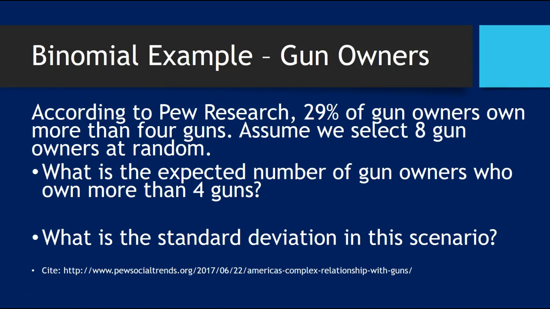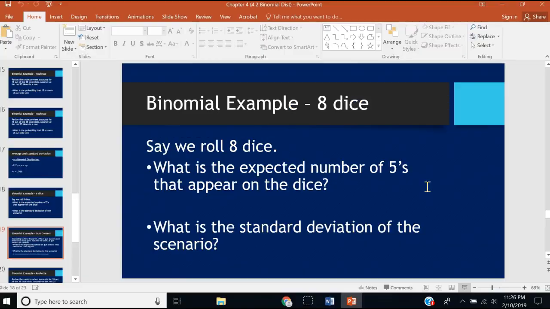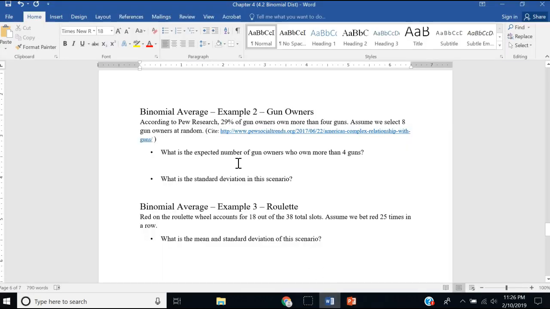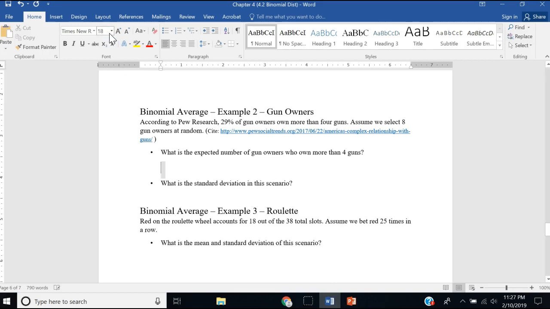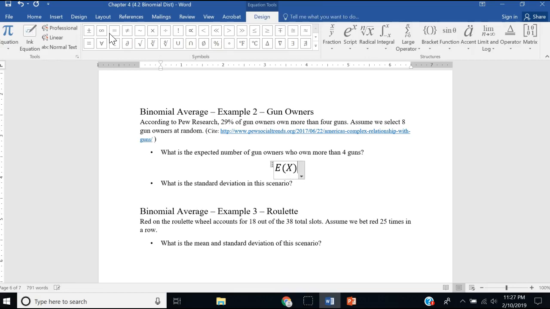All right, so hopefully you did that. Hopefully you calculated that. I'm going to go back to the guided notes. Expected number of gun owners who own more than 4 guns, well, we are selecting 8 of them, and each of them has a 0.29 chance of owning more than 4 guns. So about 29% of the 8 we would think own more than 4 guns. And so that would come out to about 2.32.